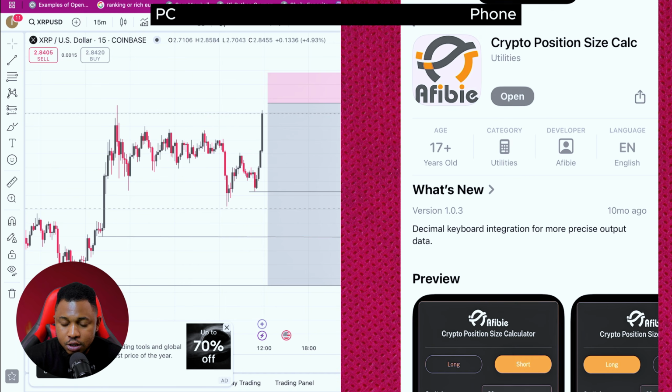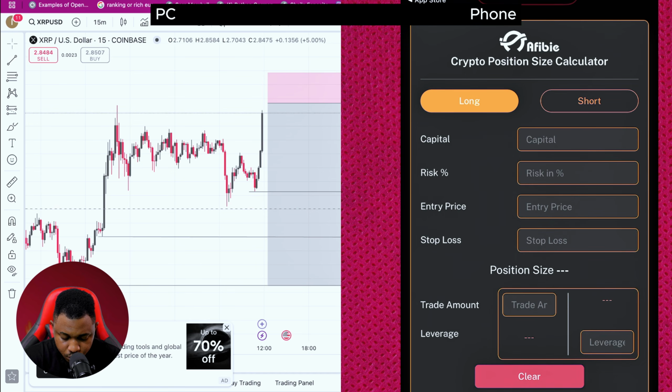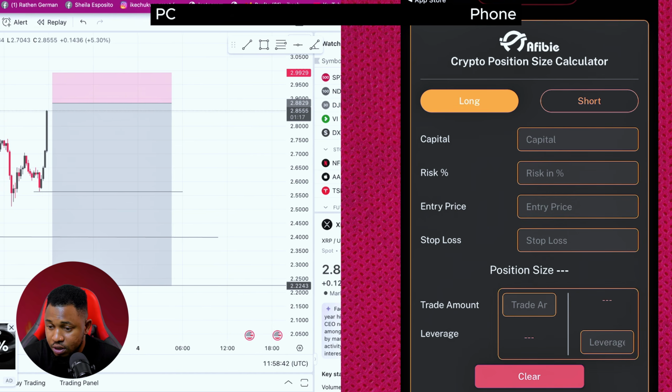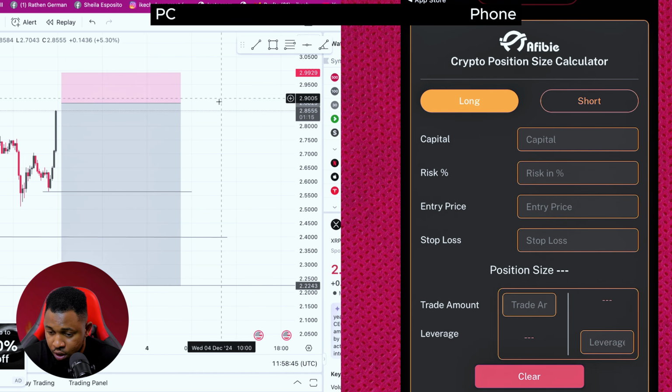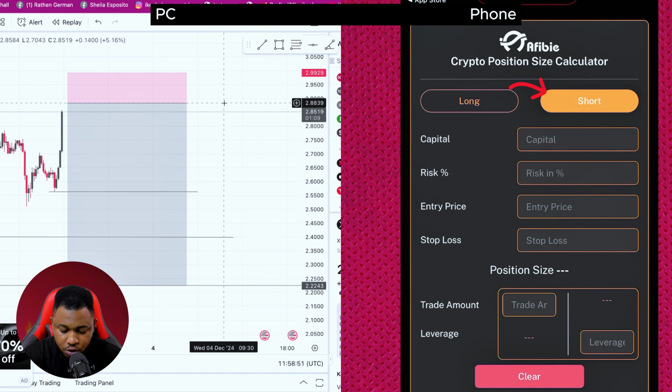Alright, so to calculate the right leverage, you're going to install this app called Crypto Position Size Calculator. It's available on Play Store and App Store. And I'm just going to open it. I already have it. So let's look out for this XRP trade right here, which is a short position, right? So what are you trying to do? We are trying to short the market. I'll click on short.